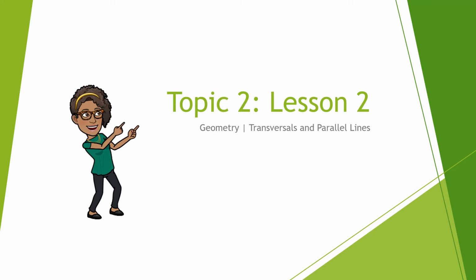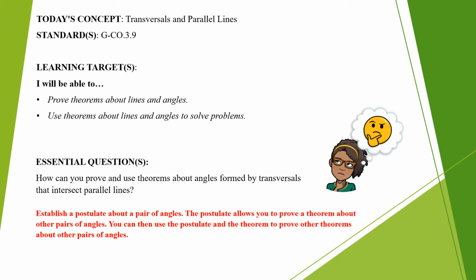Good day, students. This is topic 2, lesson 2, transversals and parallel lines. So some of the learning targets that we're going to be focusing on today will be to prove theorems about angles and lines, and then use those theorems about the lines and angles to solve problems. So one question we should be asking ourselves is, how can we prove and use theorems about angles formed by transversals that intersect parallel lines?